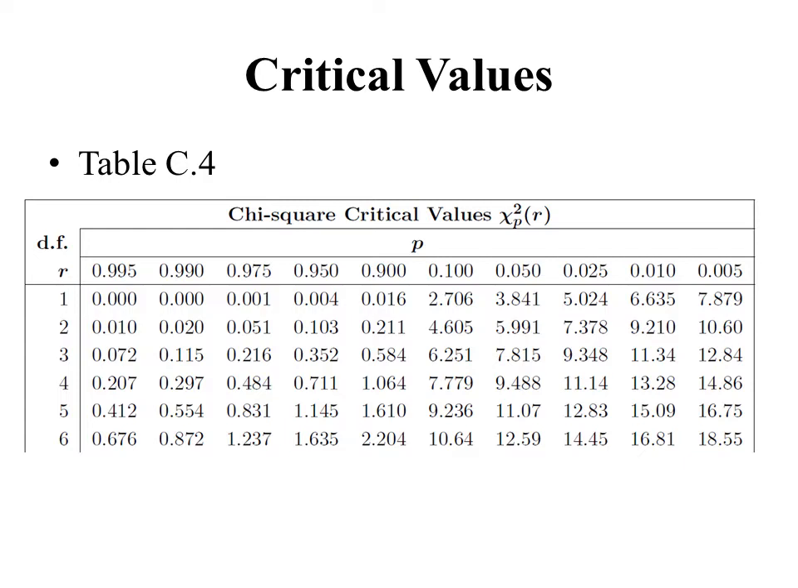The critical values are given in table C4 from the appendix. Across the top, we have different values of p, that's the subscript, and then on the left we have the number of degrees of freedom. The degrees of freedom here are denoted r instead of n, and in our examples you'll see why we denote those r instead of n. So the critical values are given in the middle. Again, this is a table of critical values. This does not give us areas underneath the chi-square density curve directly.